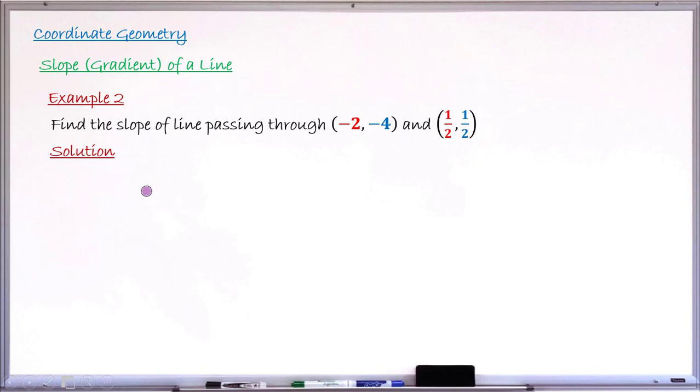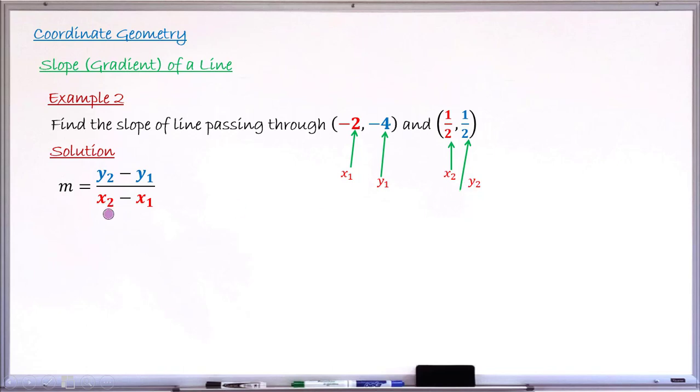So what we do first is to write down the formula for your slope, which is m equals y2 minus y1 divided by x2 minus x1. You now let one of these points be x1, y1, and the other point be x2, y2. So there I have my x1 as minus 2, my y1 as minus 4. Look at it. And this will be x2, and this will now be y2.